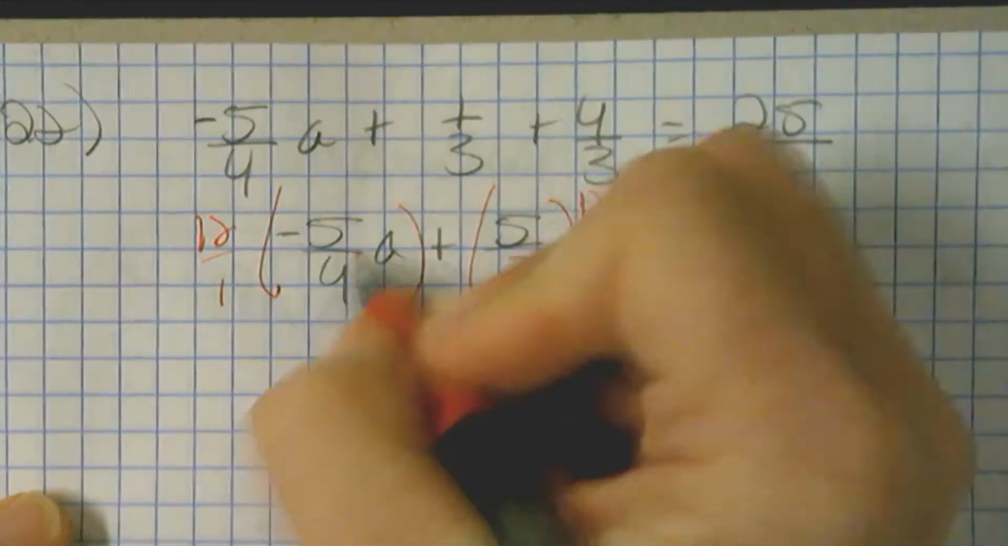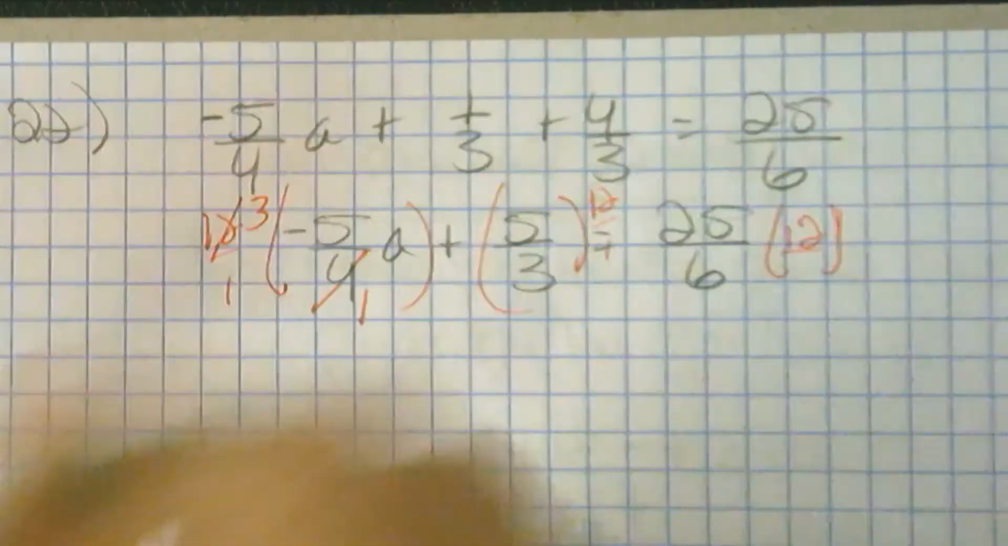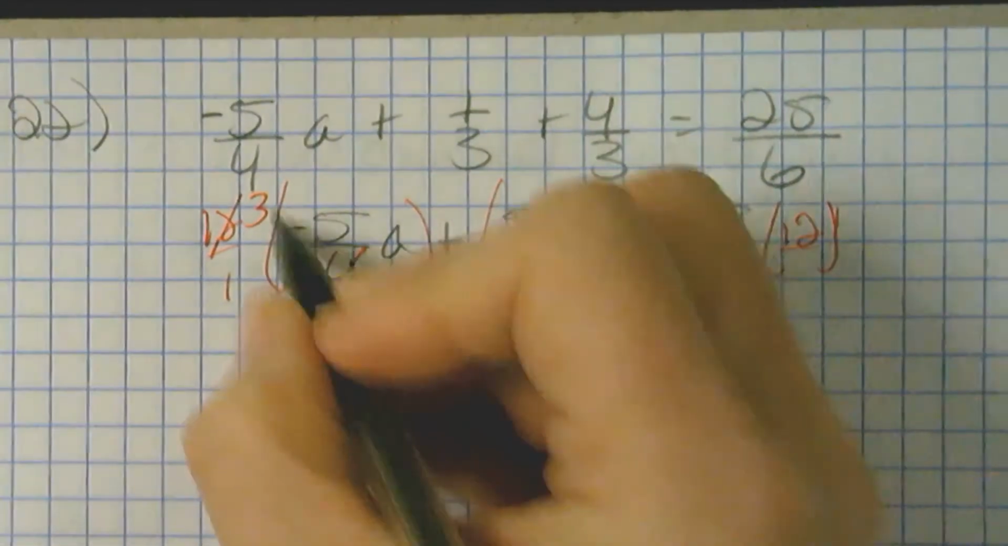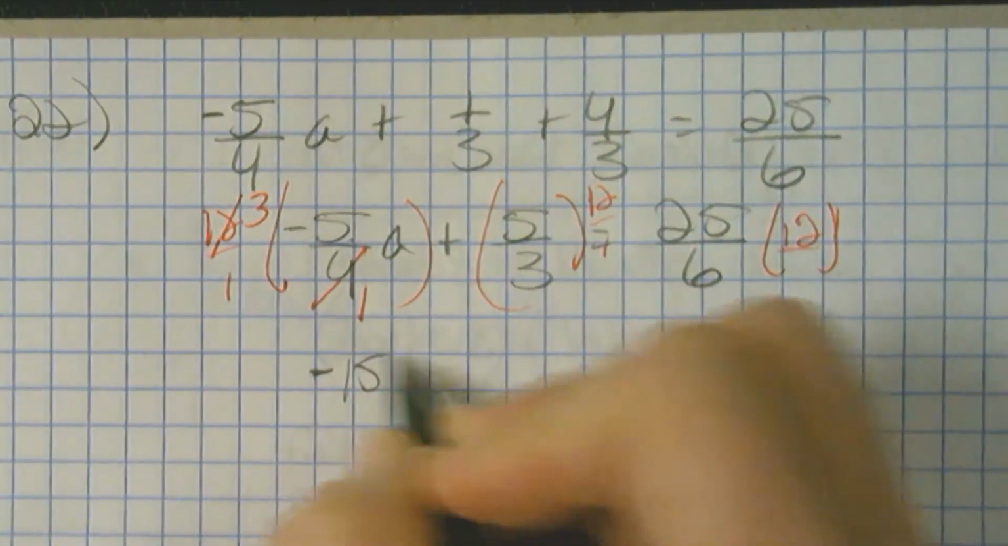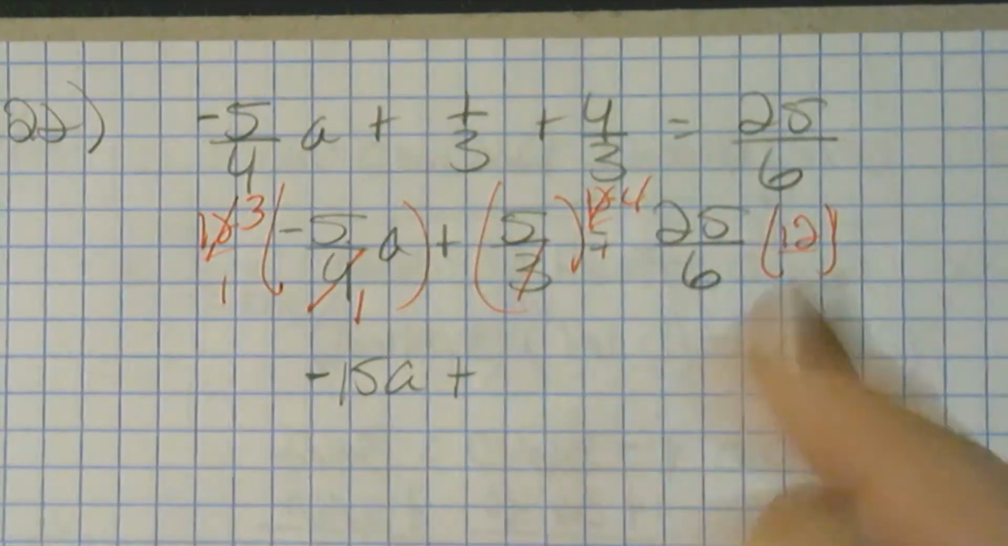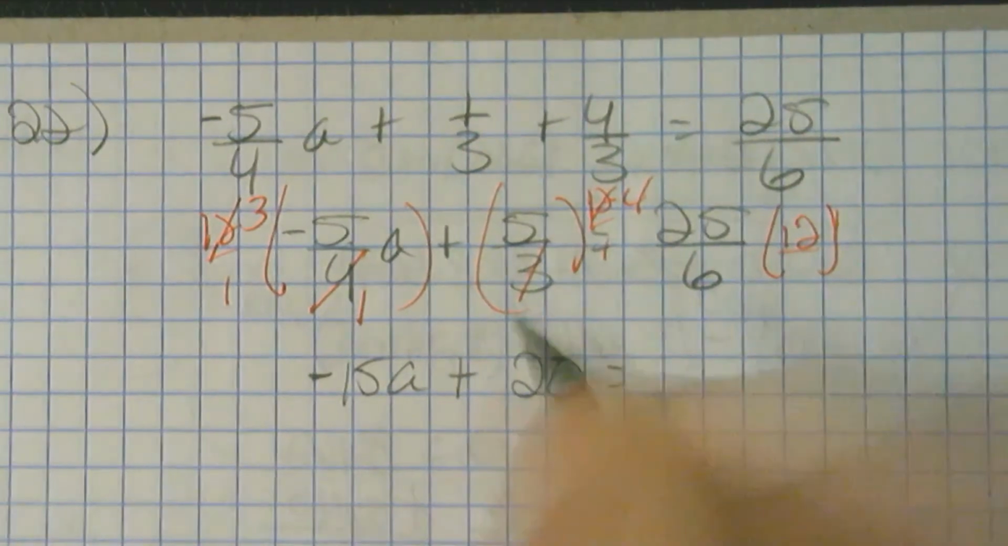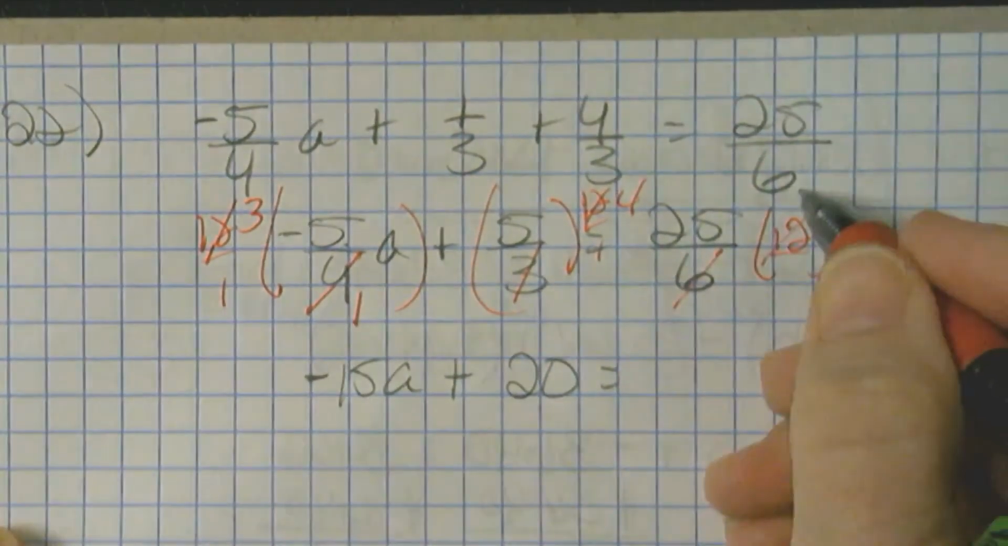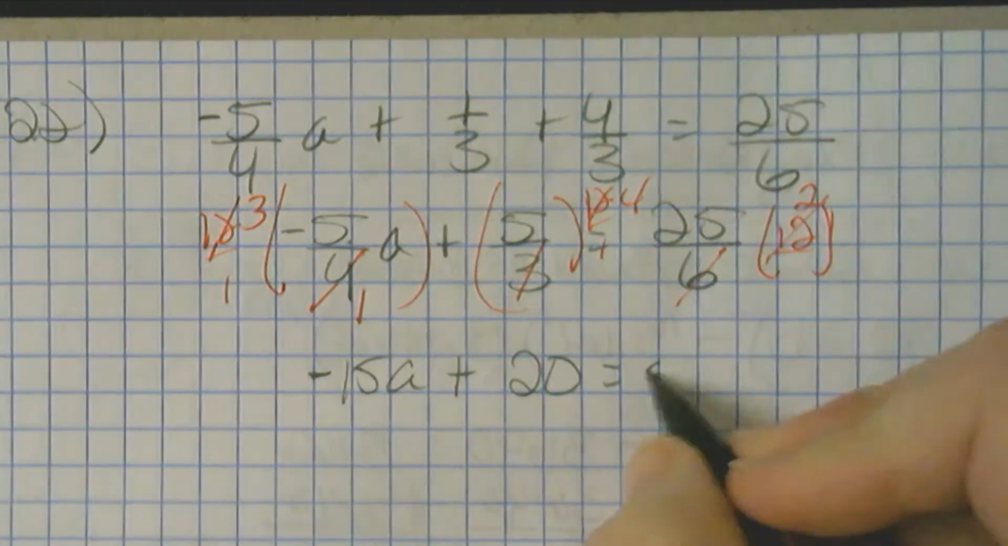When I do that, my 4 divides out, and the 12 becomes a 3. So this ends up being 5 times negative 3a, which is a negative 15a, plus, well, my 3 divides out, and that 12 becomes a 4, so that's plus 20, is equal to, well, the 6 divides out, and the 12 becomes a 2, and that's going to be 50.